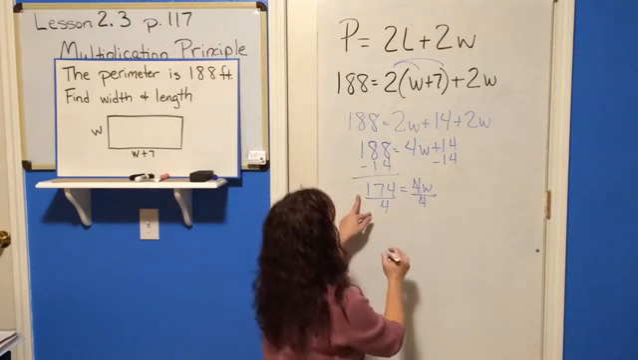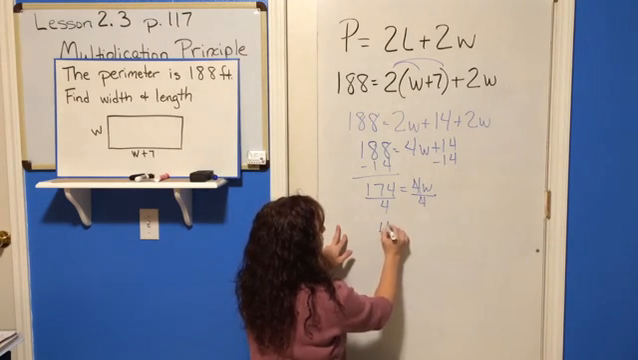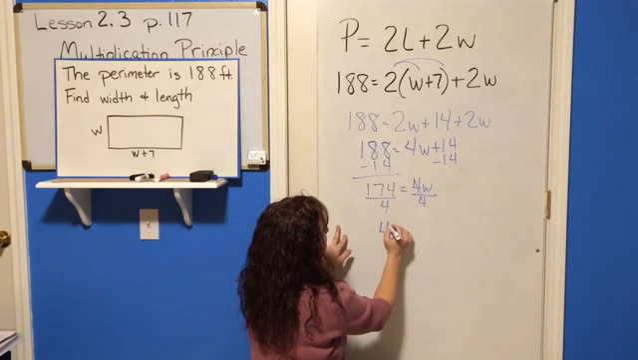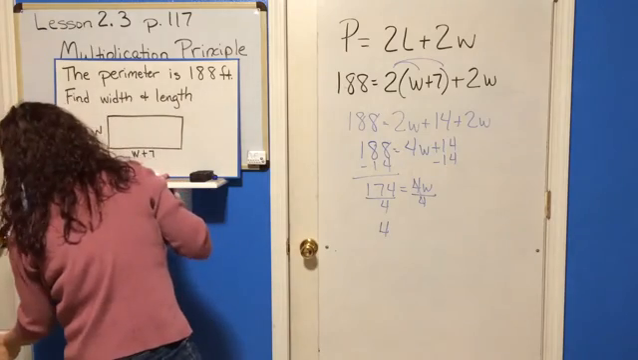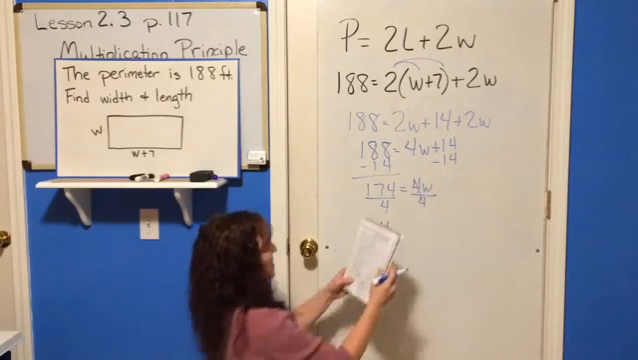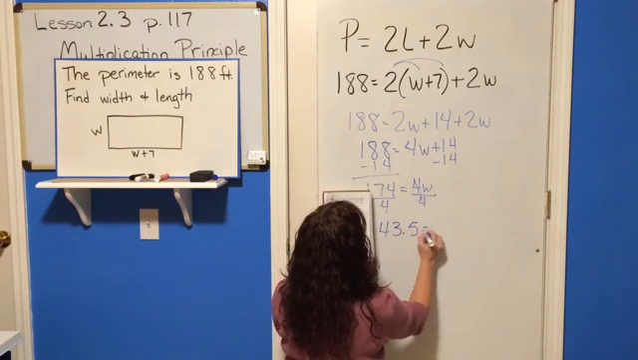And what is that? Let's see. That's going to be 4 times 4 is 16. Oh, did I work it out on here? Oh, I did. I worked it out because it doesn't come out evenly. Here we go. 43.5 is W.